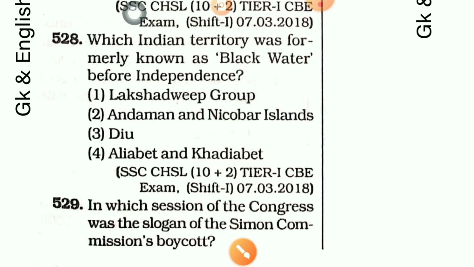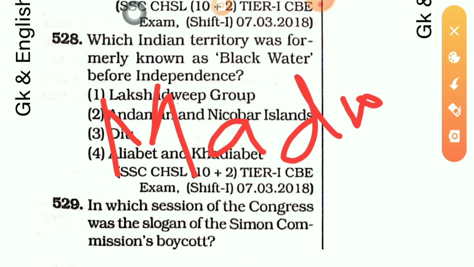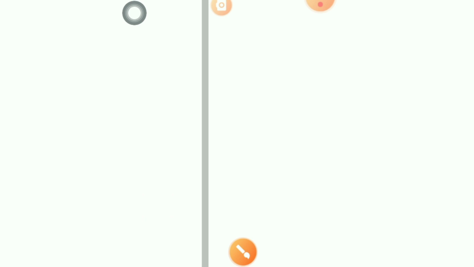Now let's go to the next question, that is 529. In which session of the Congress was the slogan Simon Commission boycott raised? Simon Commission boycott. This slogan was raised in which session? So the answer will be the Madras session. Okay, the session was the Madras session in 1927. Madras session of 1927. Let's go to the options.